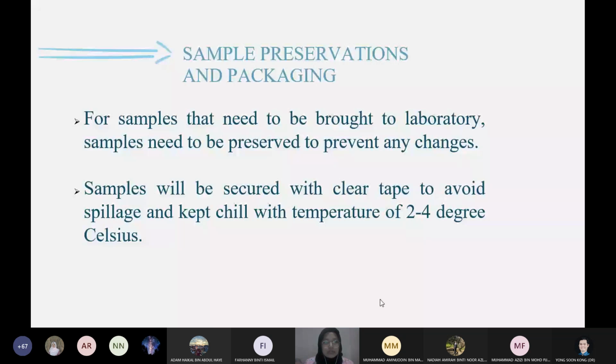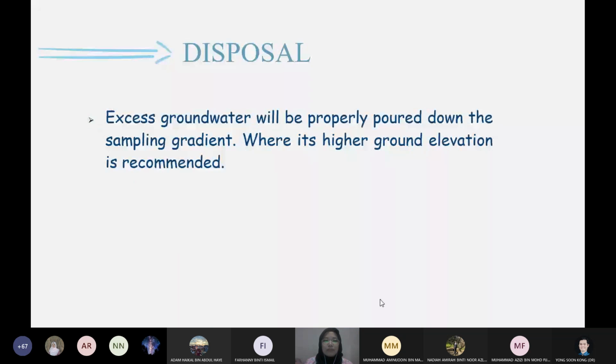And for disposal, excess groundwater will be properly poured down the sampling gradient, where higher ground elevation is recommended. Next slide.